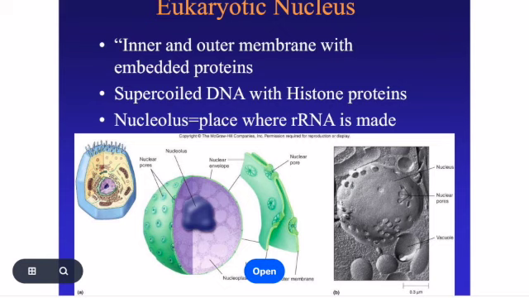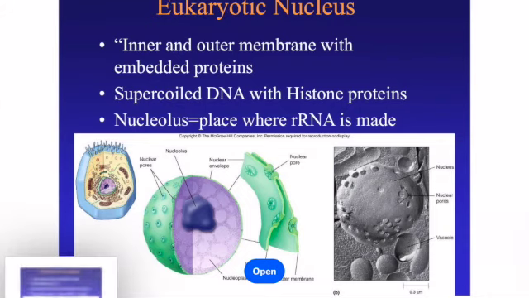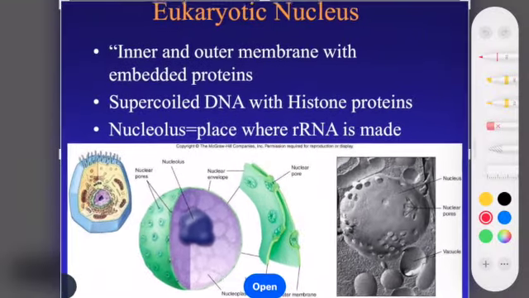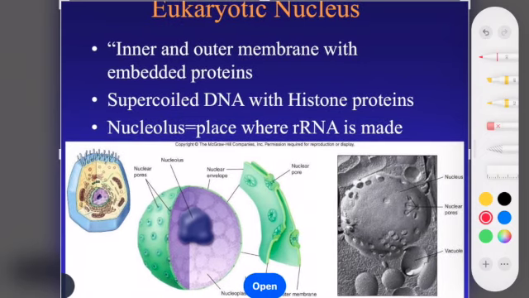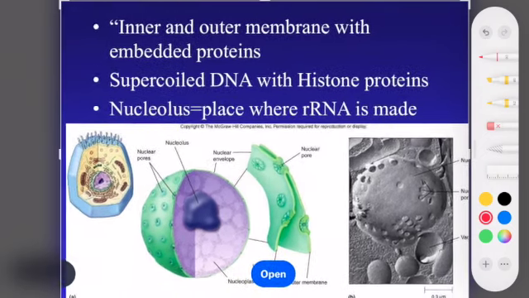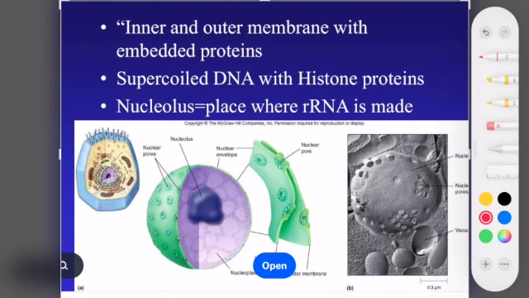Alrighty, so inside the eukaryotic cell, there is a nucleus. You already know that stuff. We've got supercoiled DNA with histone proteins. I talked about histones last time. They are proteins that chromosomal DNA is wound around, and they play a role in stabilizing eukaryotic chromosomes, but they also play a role in gene regulation, turning a gene on and off.